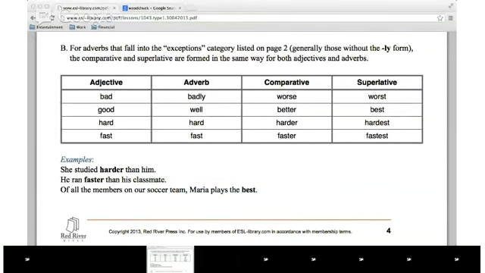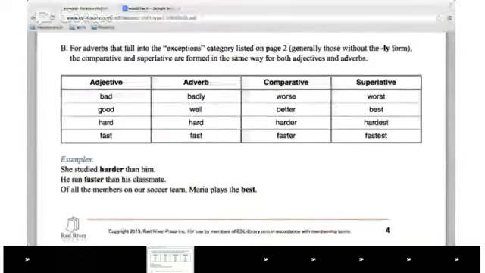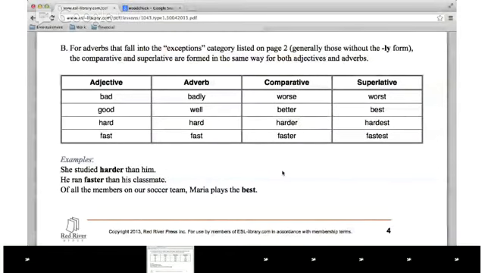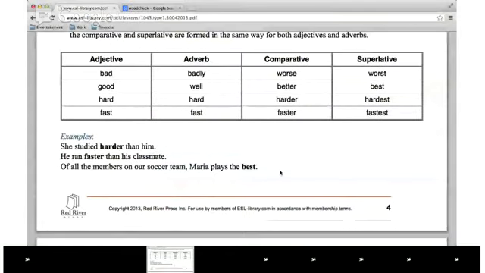Example: She studied harder than him. She ran faster than his classmate. Of all the members on our soccer team, Maria plays the best. Okay, excellent job. Thank you.